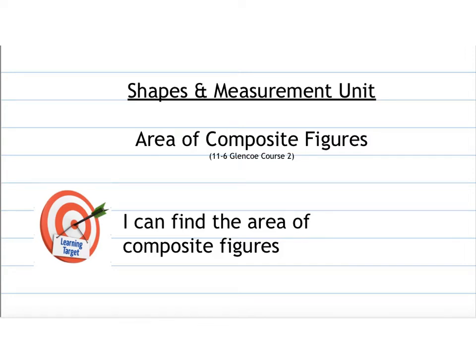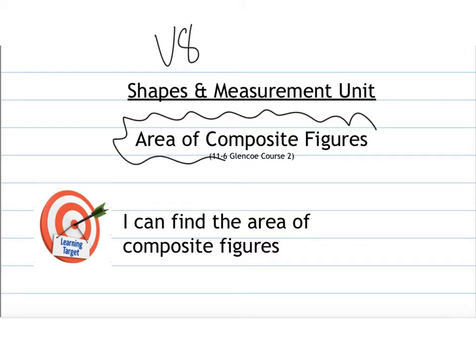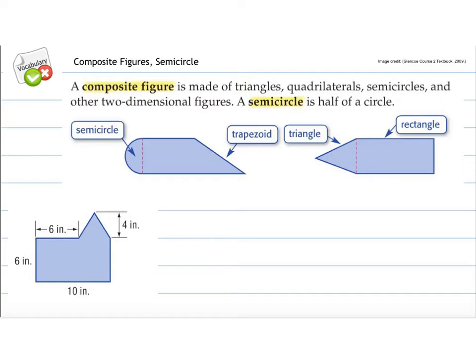Hi, sixth graders. We are still on Unit 8, and our topic is finding the area of composite figures. Make sure you label the top of your page with our topic. Composite figures is a word you would want to write down. It is made up of different shapes, so it has two or more different shapes together to make a figure. It has triangles, quadrilaterals, semicircles, and other two-dimensional figures.